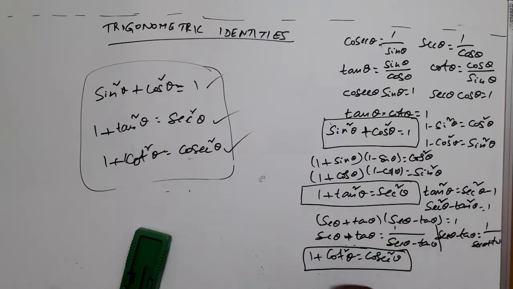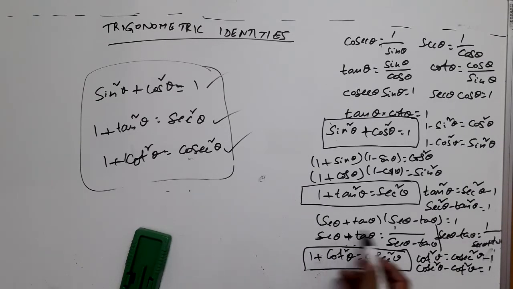In the same way, if I proceed, I can write cot square theta as, you take 1 to the other side or subtract 1 from both sides, transposing, cosecant square theta minus 1. Yes, so cot square theta can be written as cosecant square theta minus 1. In the same way, cosecant square theta minus cot square theta can be written as 1, right? Again, I'll have these relations also.